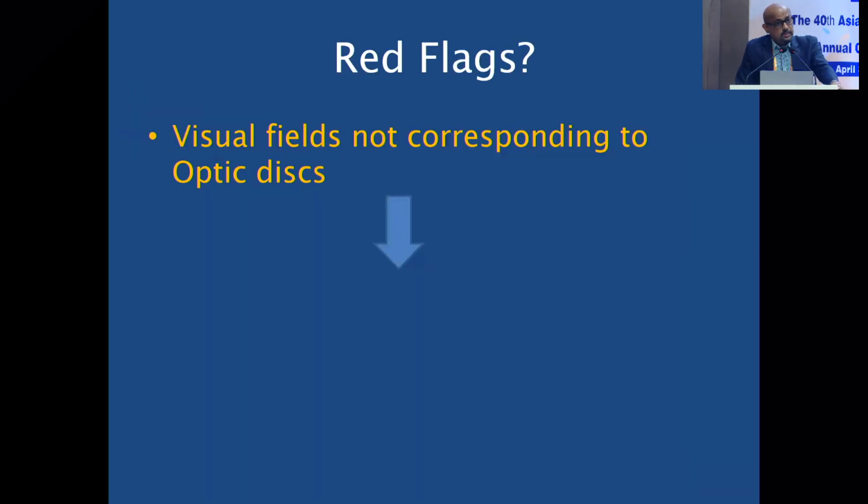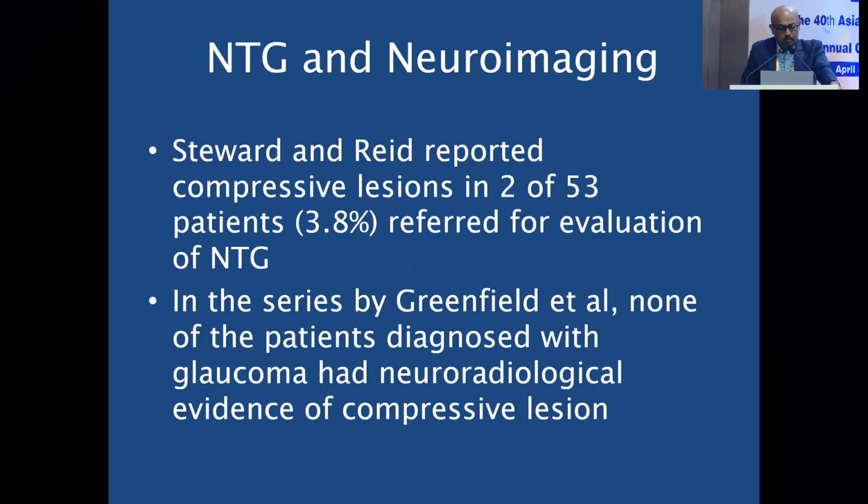So the next red flag would be a visual field which is not corresponding to the appearance of the optic disc. If they are not matching, you know that you are dealing with non-glaucomatous cupping. So what if normal tension glaucoma by itself has become a little controversial entity? Do we really have a disease entity like that? So there was a debate to say, can we now just do neuroimaging on everybody whom we diagnosed as having normal tension glaucoma?